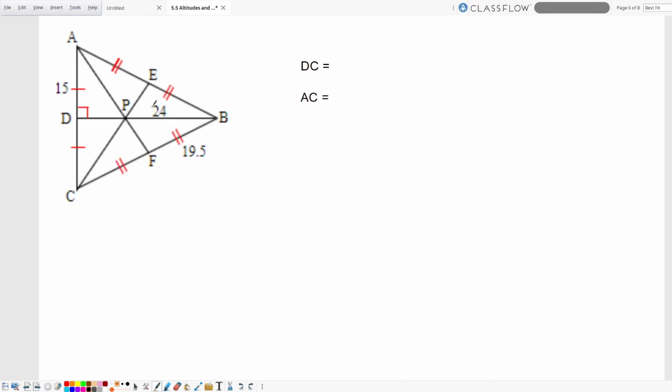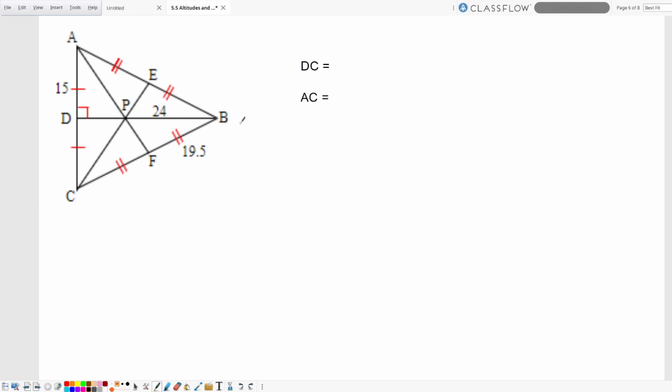So now, here we have just a whole bunch of medians of a triangle. So CE is a median, goes from vertex C to the midpoint E. AF is also a median. It's from the midpoint F to vertex A.